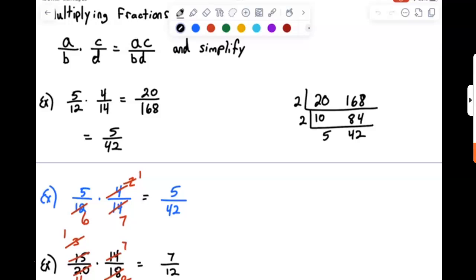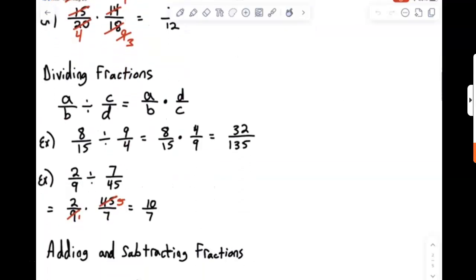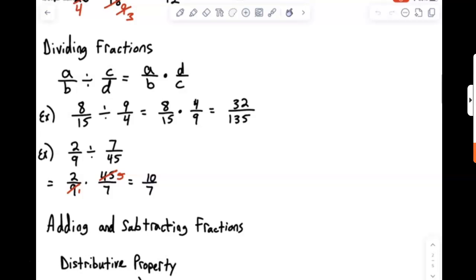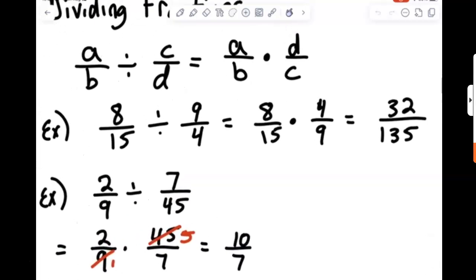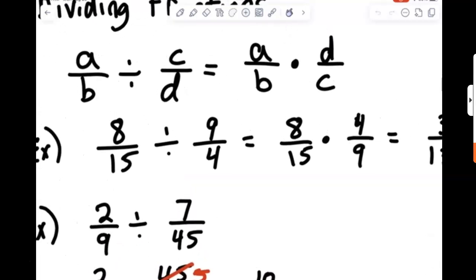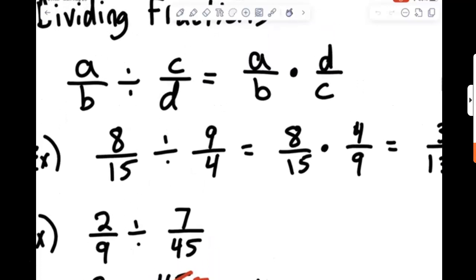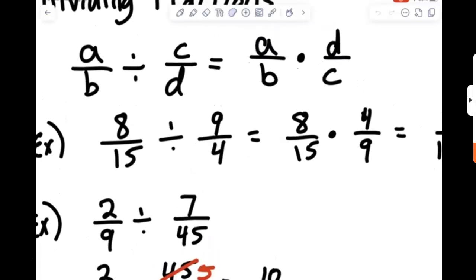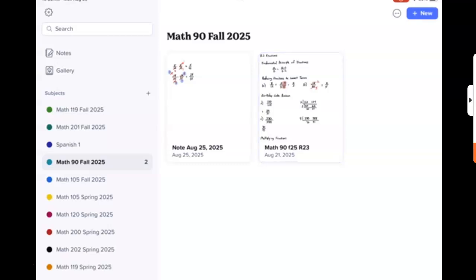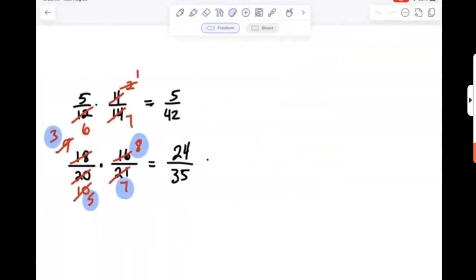We also talked about dividing fractions. So I'm just going to take a look at one quick example with dividing fractions. I'm just going to copy this problem over from another set of notes here and bring it into our screen.